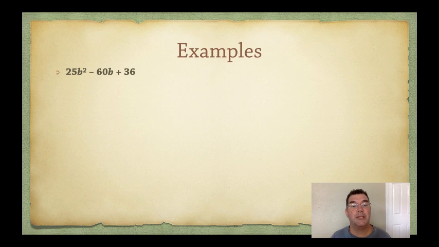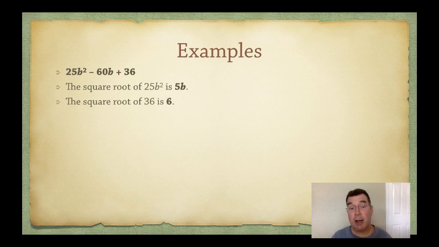If I have 25b squared minus 60b plus 36, well, the square root of the first term is 5b. The square root of the last term is 6. So in order for this to be a true perfect square, I would need to multiply those two things together, double it, and it would have to be the middle term. If it's anything else, then we do not have a perfect square.